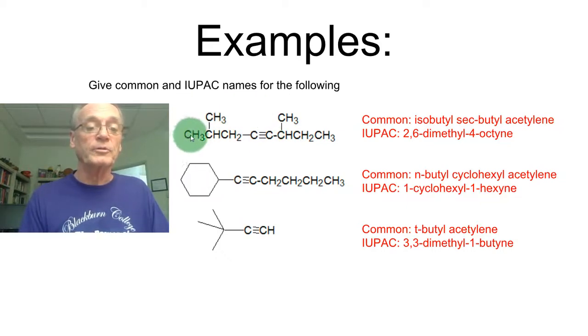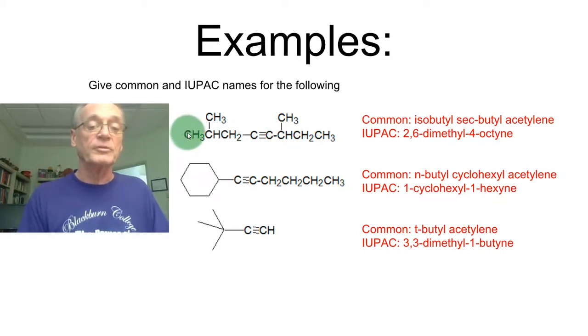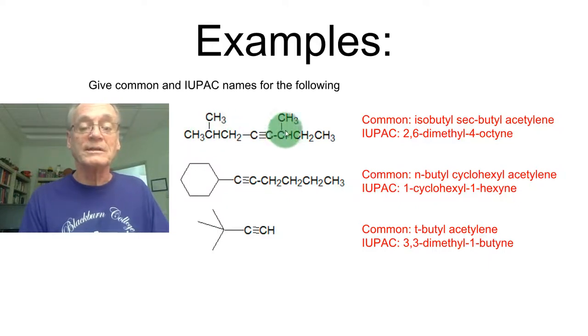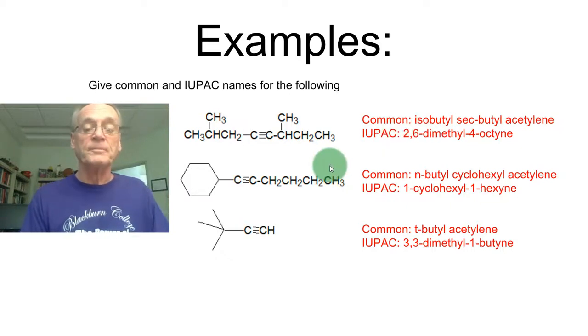So do we number from this end? Yes, because we get to the first branch point at carbon number 2. If we measured from this end, 1, 2, 3, we wouldn't get to the first branch point until carbon 3. So we number from this end, and so the methyl groups are at carbons number 2 and 6, so 2,6-dimethyl-4-octyne.